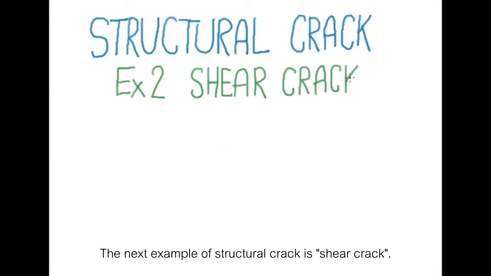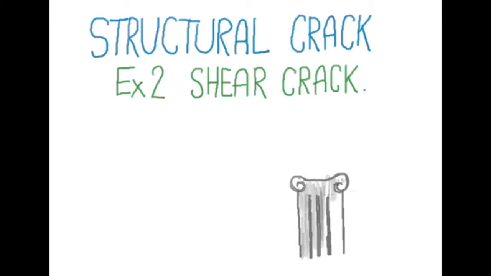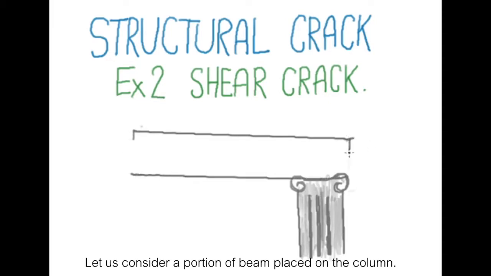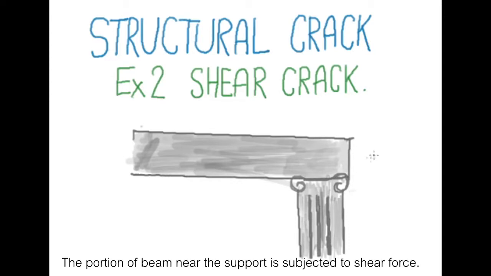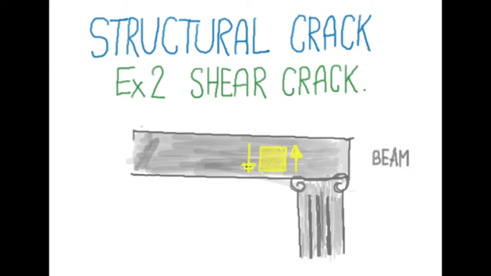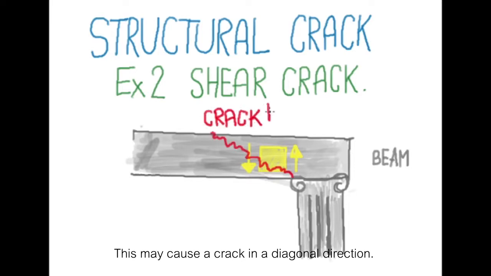The next example of structural cracks is shear crack. Let us consider a portion of beam placed on the column. The portion of beam near the support is subject to shear force. This may cause a crack in diagonal direction. This is called shear crack.